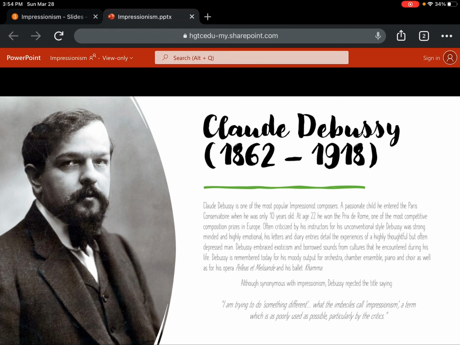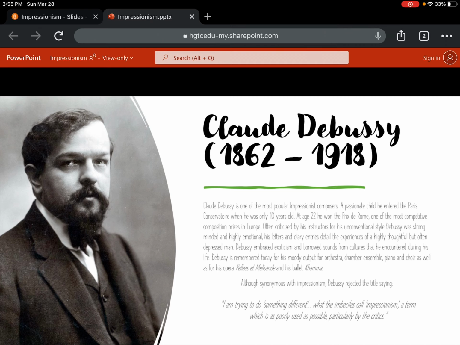Debussy is remembered today for his moody output for orchestras, chamber ensembles, piano, and choir, as well as for his opera, Pelléas et Mélisande, and his ballet, Kama. But mostly, I would say, a lot for his orchestral works and piano especially. When you think of Impressionism, this is the guy that you think about.